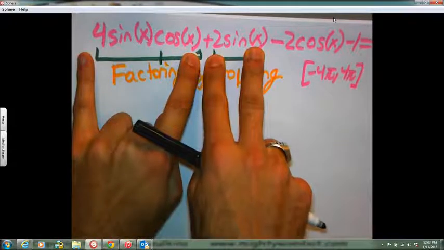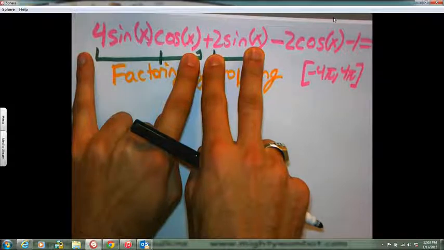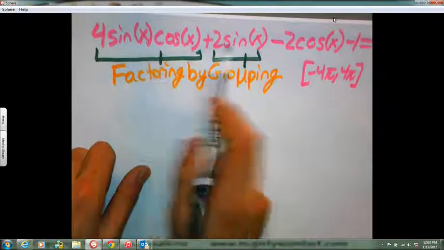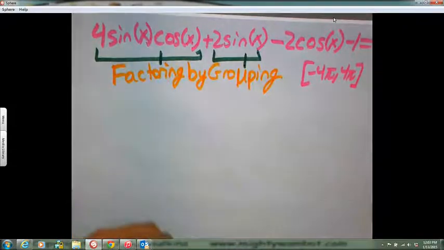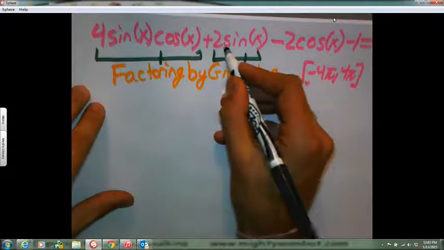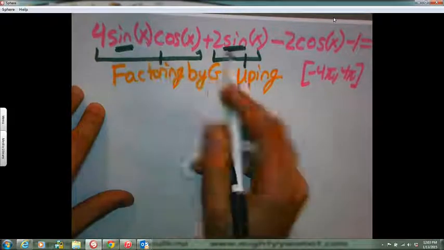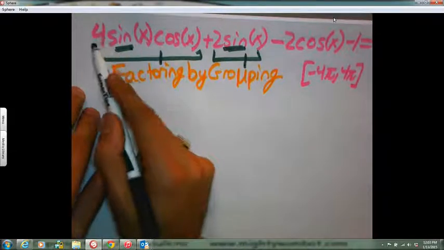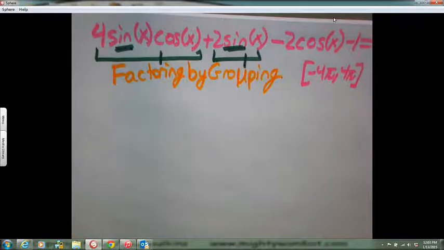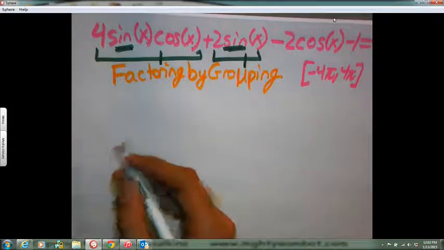Factoring by grouping says take these two terms that are next to each other and look at what is common, or what they both have. They both have a sine, and they both have at least a 2. This one happens to be 2 times 2, but they both have a 2 and a sine. So you factor that out. The 2 comes out, and the sine comes out.